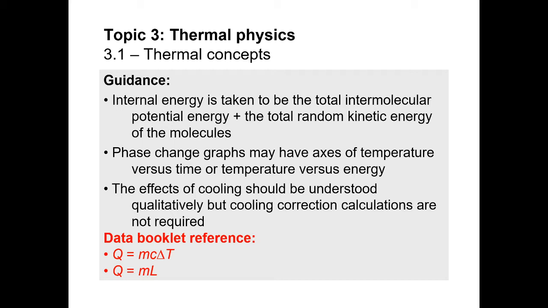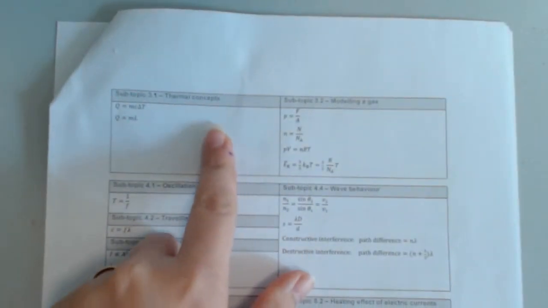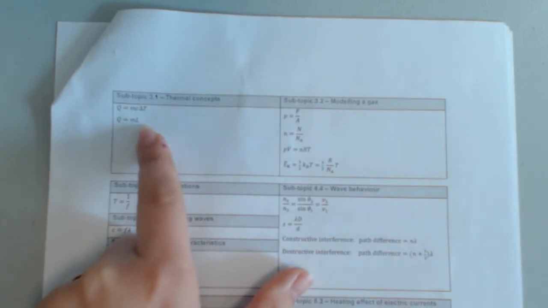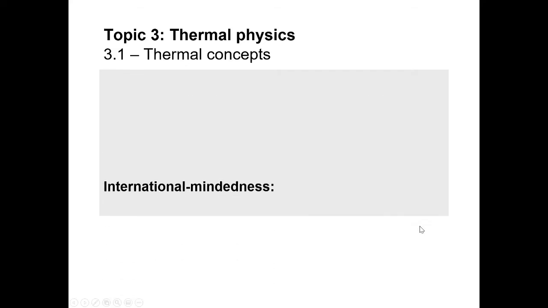So here we start out on our usual slide with our data booklet reference Q equals MC delta T, Q equals ML. Since this is section 3.1, you're going to find those formulas in box 3.1 in the data booklet. So it's on the next page in the top left. We've got just those two formulas right there. Okay, so let's go back to the slides.